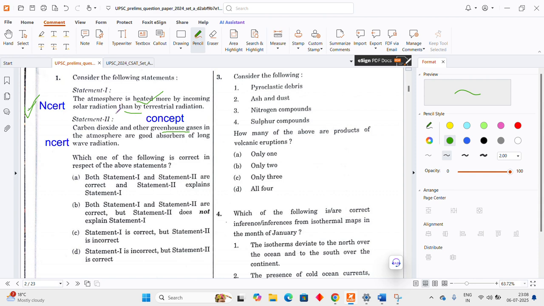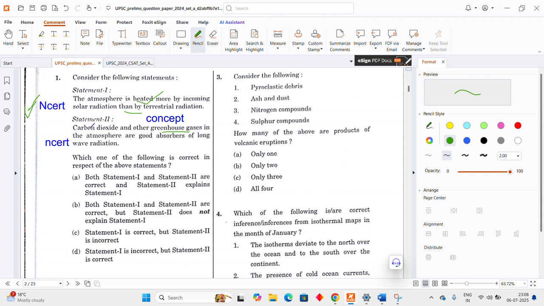What if I were to change this particular statement just a little bit? Of course, then it will become true, right? But will it still explain this statement? Let's say the statement is true: the atmosphere is heated more by terrestrial radiation than solar radiation.